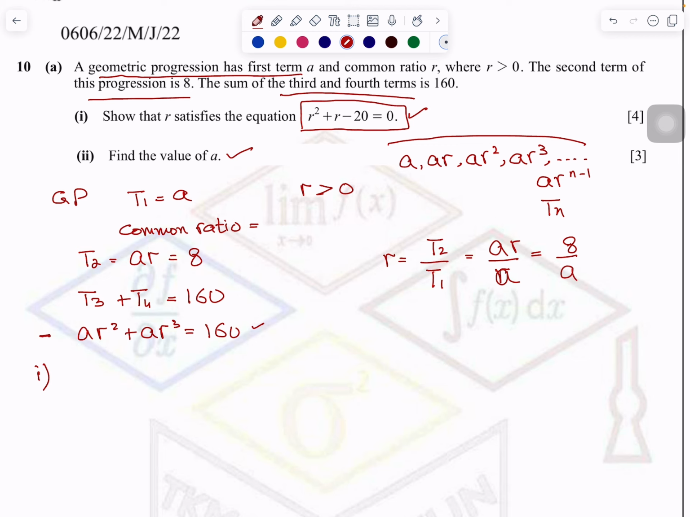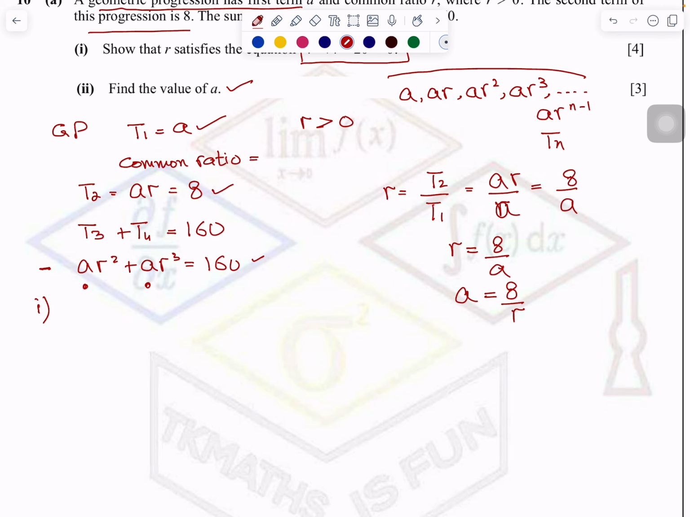I'm just writing down things from the given information in the question. AR is equal to 8, so I've put it here. Finally I got R is equal to 8 over A. Since I have to get an equation in R, I will make A the subject, and plug it in place of this A and this A to eliminate A. Whenever you substitute, that letter gets eliminated. Agreed? So now I'm writing 8 over R, this is R square, plus 8 over R cube is equal to 160.